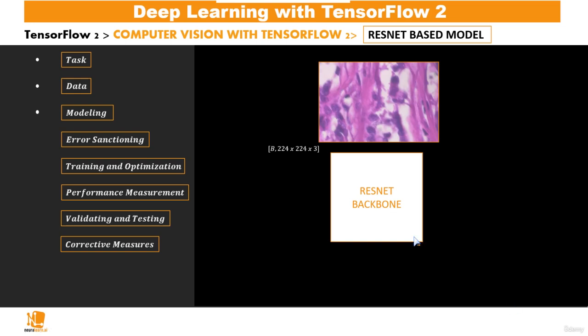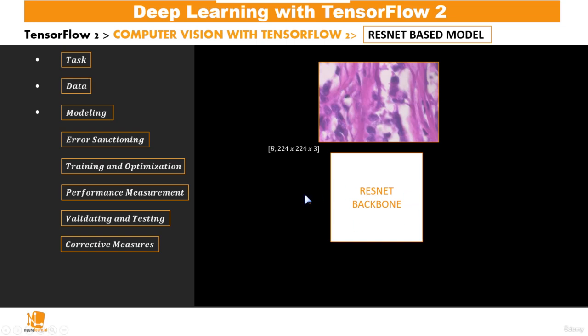Although the images in the ImageNet dataset aren't like this, that is, they are not medical images, they are mostly images of objects like cars, cats, people, and other common objects. Nonetheless, our model does well even when we use this pre-trained ResNet backbone.